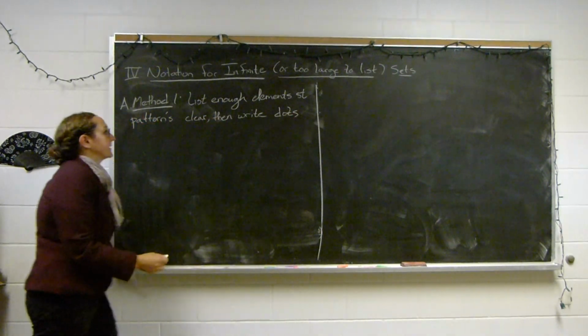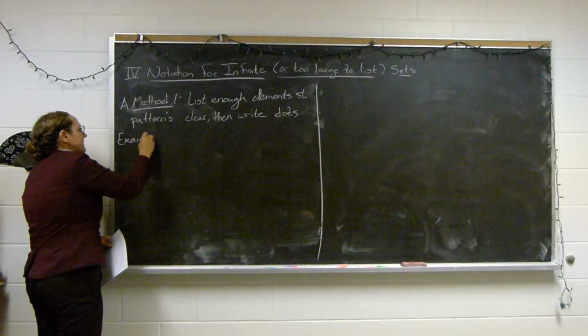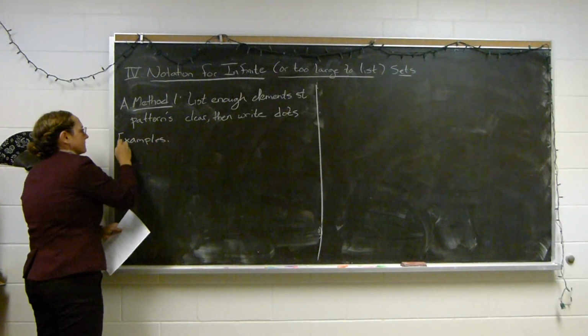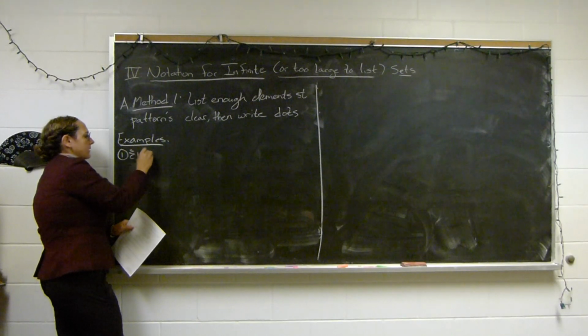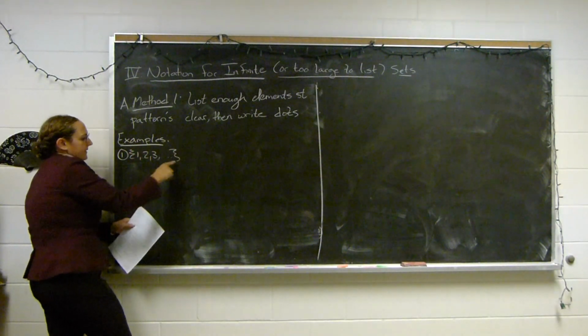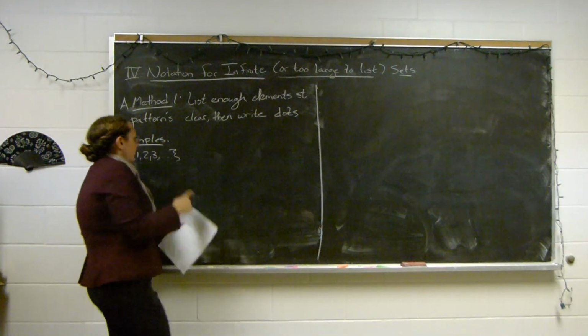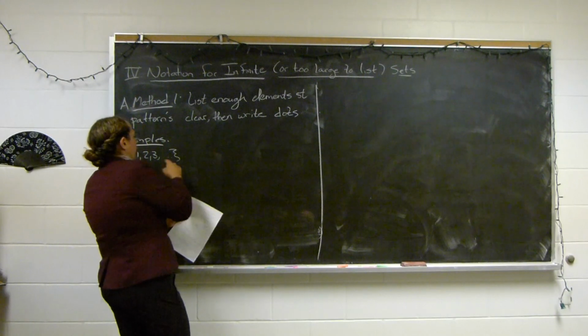So let's look at some examples of this. If I just wrote for you 1, 2, 3, and then I put a whole bunch of dots, remember that we put this on the outside of sets, then you would probably be able to guess what this says: that this is just the set of all positive integers.